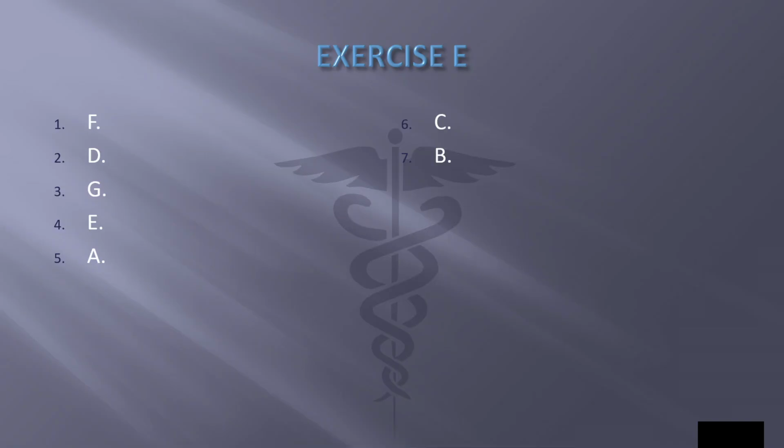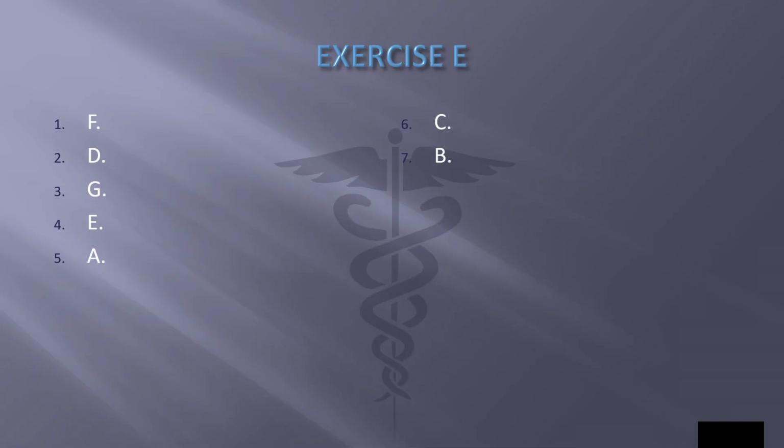Exercise E, match the pathologic condition with its meaning. Number 1, melanoma is F, malignant tumor of pigmented cells in the skin. Glaucoma is D, increase in pressure within the chamber at the front of the eye. Conjunctivitis is G, inflammation of the mucous membrane lining the inner surface of the eyelid.